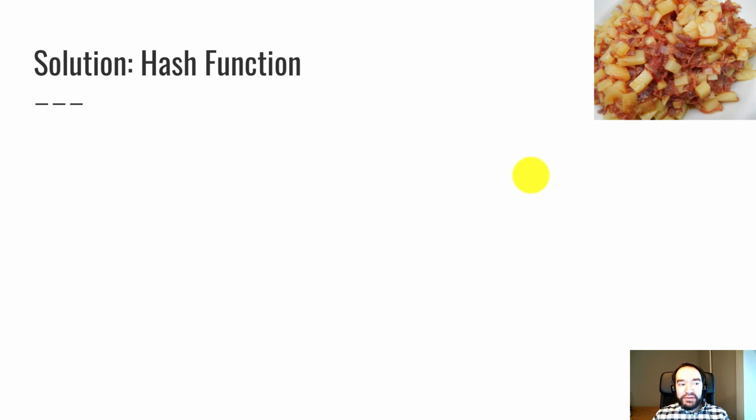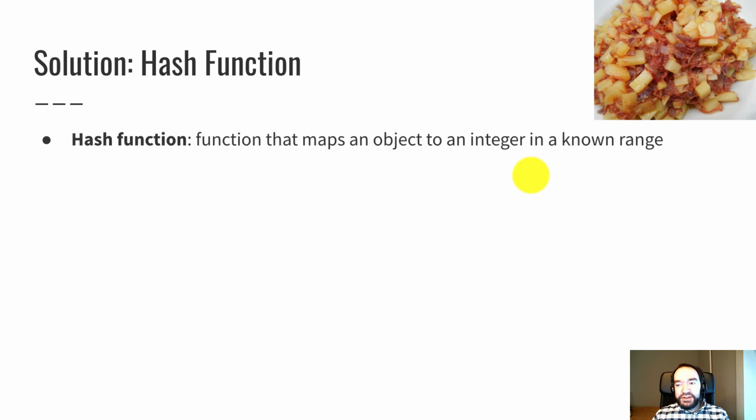So we can solve both of these problems by adding another component to this data structure called a hash function. So in general, in computer science, a hash function is a function, like a code function or a math function, that maps an object to an integer in a known range. And it's kind of a weird word. I think it's based on the idea of like a breakfast hash.